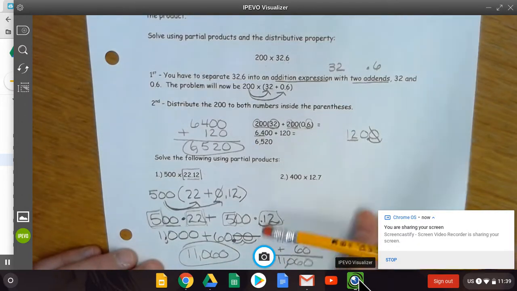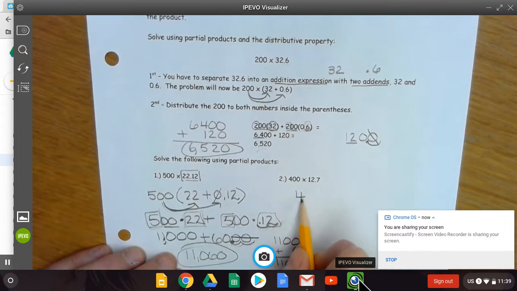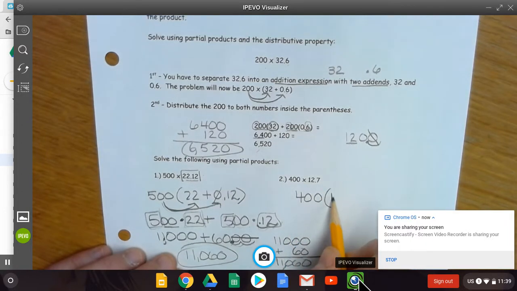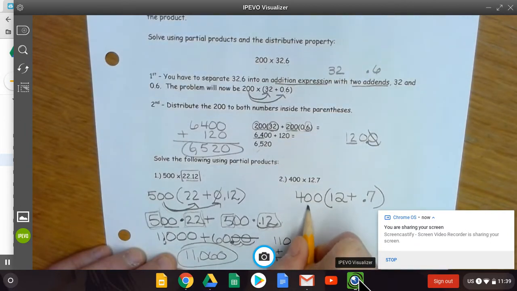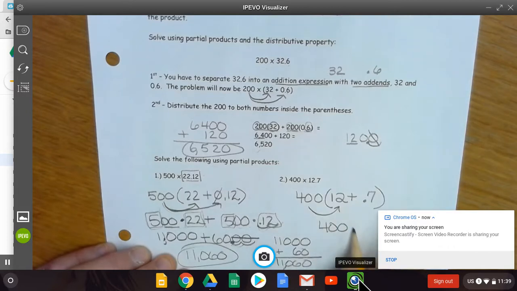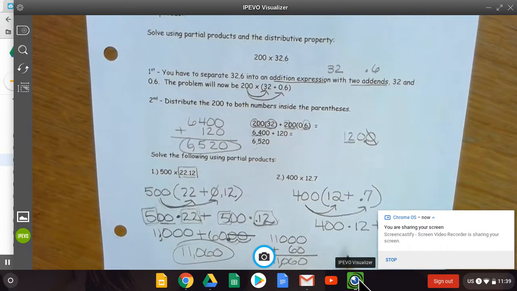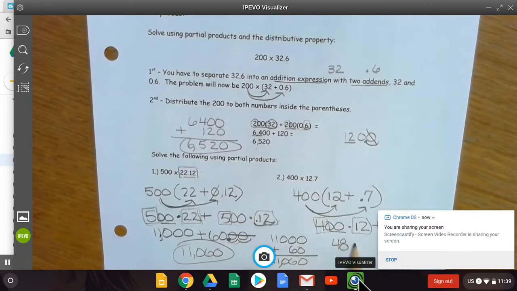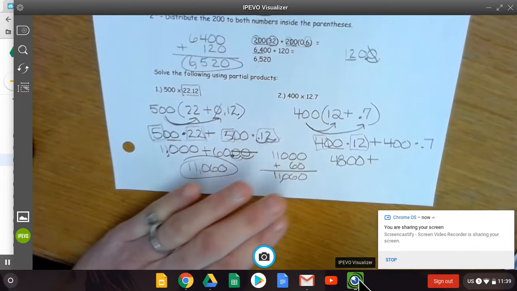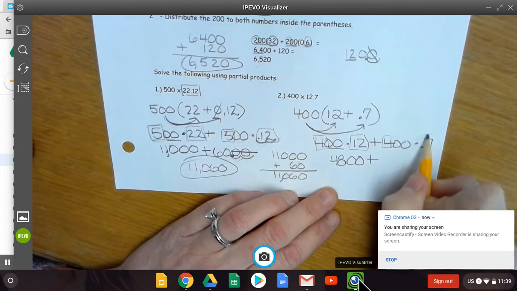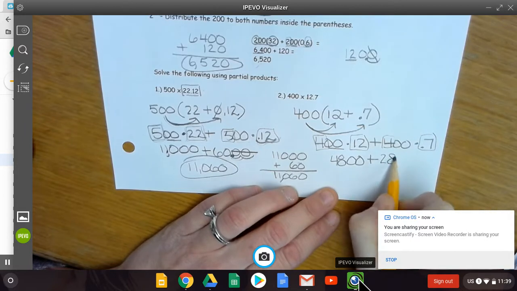All right, we're going to try one more together. So 400 times the quantity of 12 plus 7/10. Distribute: 400 times 12 plus 400 times 0.7. 4 times 12, 48, 2 zeros, plus, 4 times 7 is 28.